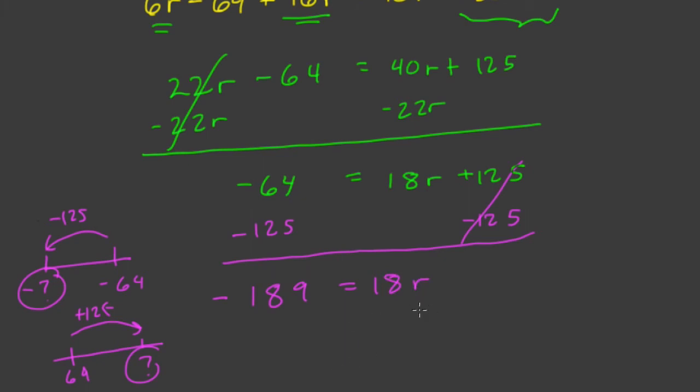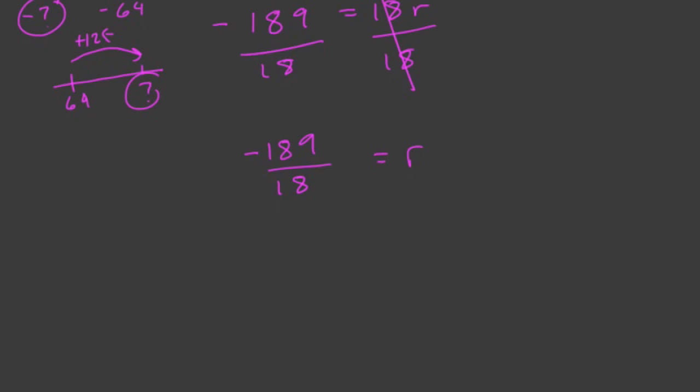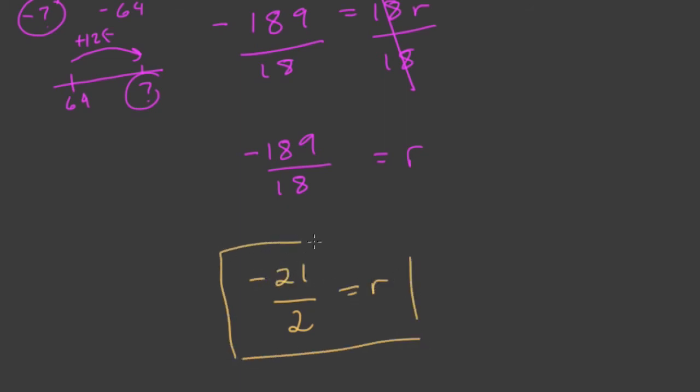So to solve for r, we divide both sides by 18. And what do we get? Well, these 18s cancel out, and r equals negative 189 over 18. Is this answer different from before? Certainly not. We can reduce. 9 goes into 18 twice, so that's just 2. And 9 goes into negative 189 negative 21 times, which is the same answer that we got before.